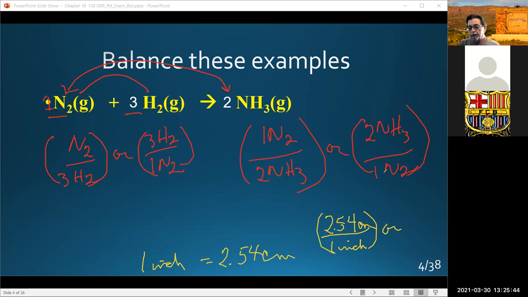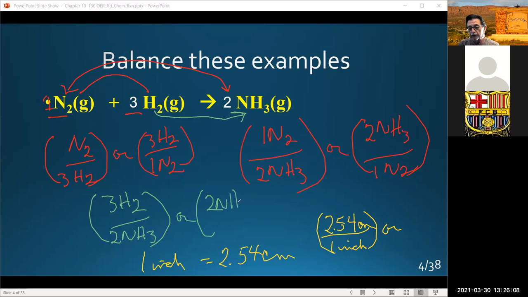Okay. What other relationship do I have here? Let me change the color a little bit so we can keep things separate. We have the relationship between hydrogen and ammonia, where we have 3 hydrogens per 2 ammonia. Or I can write it with the 2 ammonia and the 3 hydrogens. And this hydrogen is H2.